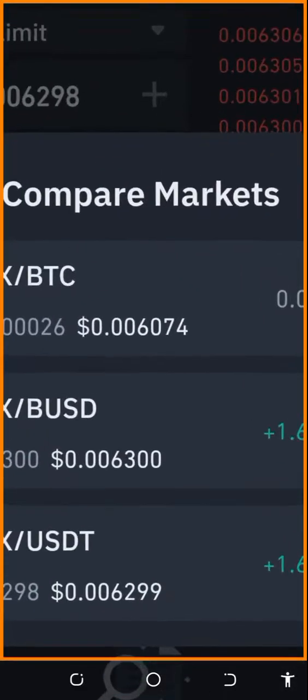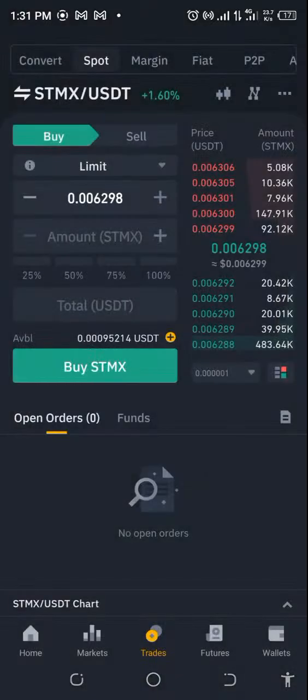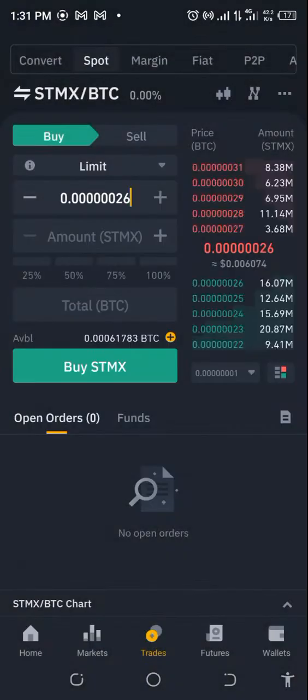So let's see the price. It's 0.006074, while on the others you can see the difference there. So let's go ahead and see what we will do. This is, like I said, an experiment. It might work, it might not work. Okay, so let's get cracking. So I'm going to go straight to using STMX BTC.